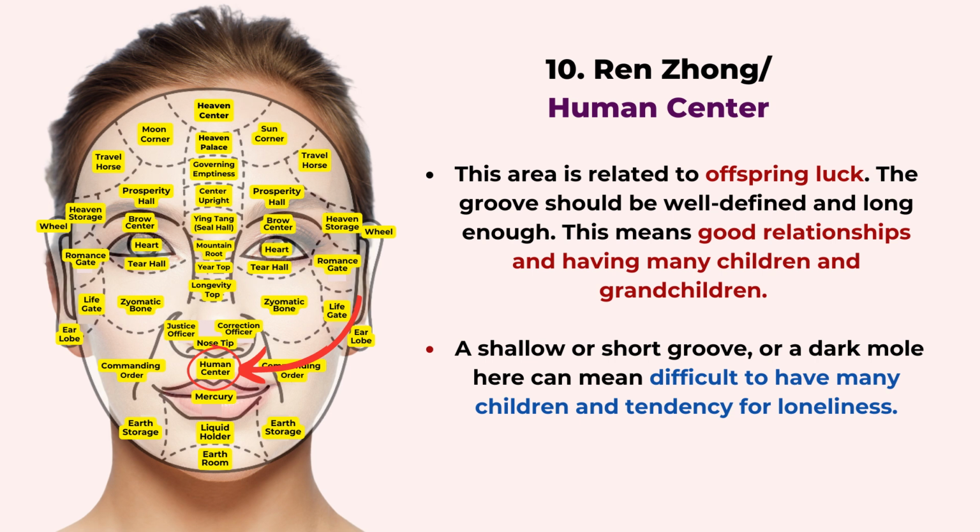So this one is kind of similar to the tear hole and the romance gate around the eyes because it's related to relationship and children. If this 人中 area is shallow or darker or very short, it can mean difficult to have kids or tendency of being lonely and less company of family members.